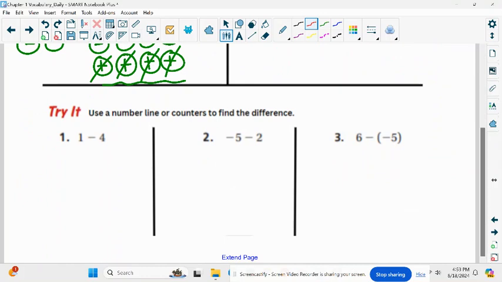So we have 1 take away 4. We're going to change to addition and change the sign. Are our signs same or different? They're different because we have a positive and we have a negative. And if they're different, we subtract. So 4 minus 1 is 3. 4 is greater and it's negative, so our answer is also a negative.